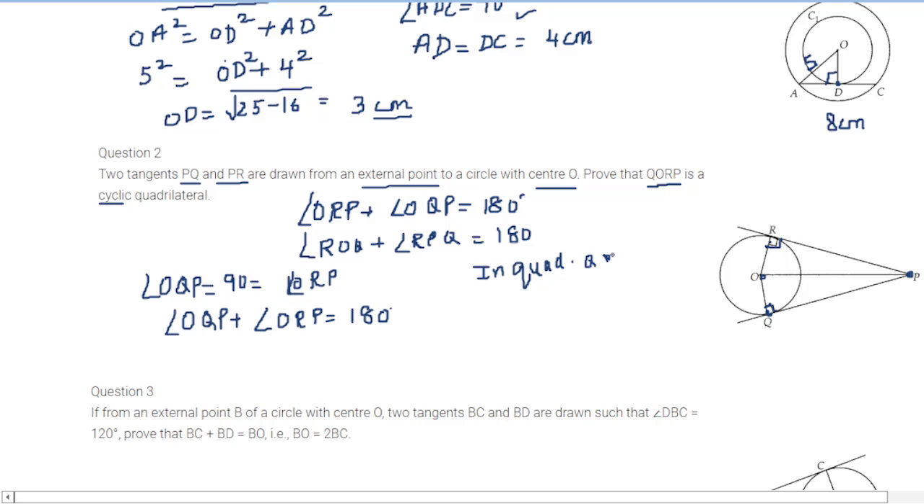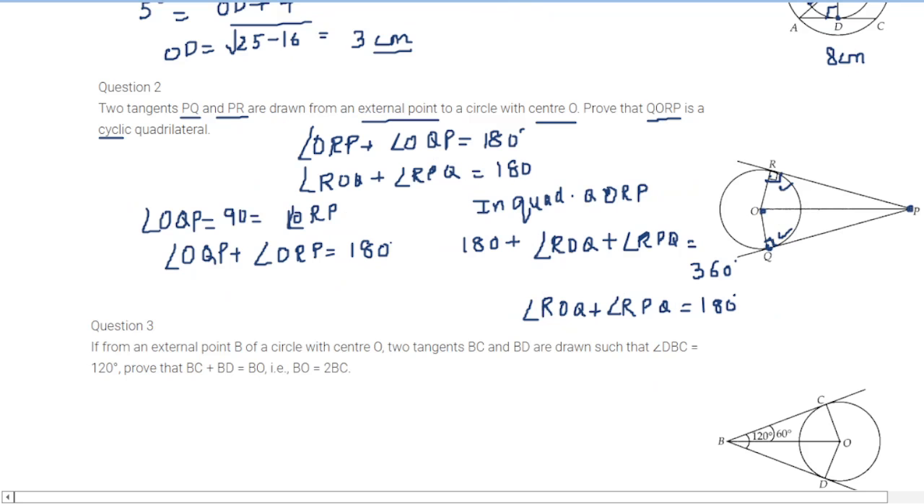Now in quadrilateral QORP, we have just proved that the sum of this angle and this angle is 180 degrees. So 180 plus angle ROQ plus angle RPQ should be equal to 360, because the sum of all four angles of a quadrilateral is 360 degrees. So it implies that angle ROQ plus angle RPQ will be equal to 180 degrees. Hence the sum of the opposite angles is 180 degrees, so this quadrilateral is a cyclic quadrilateral.